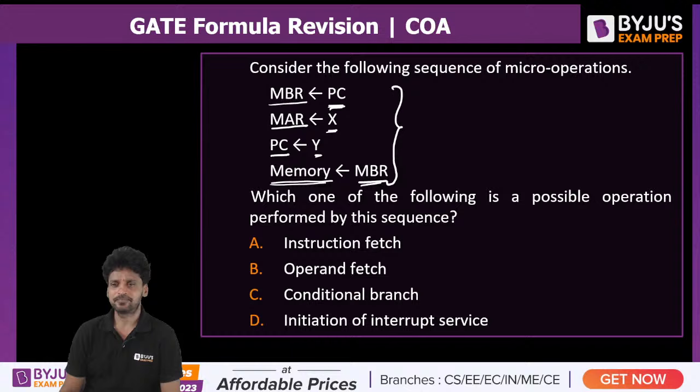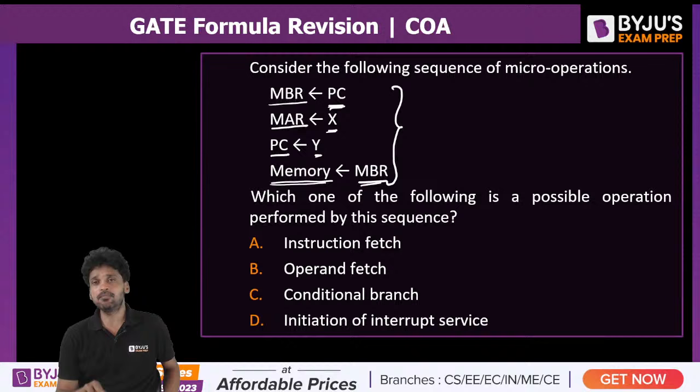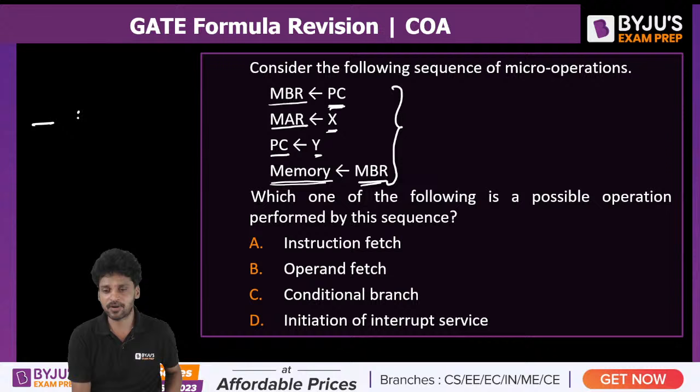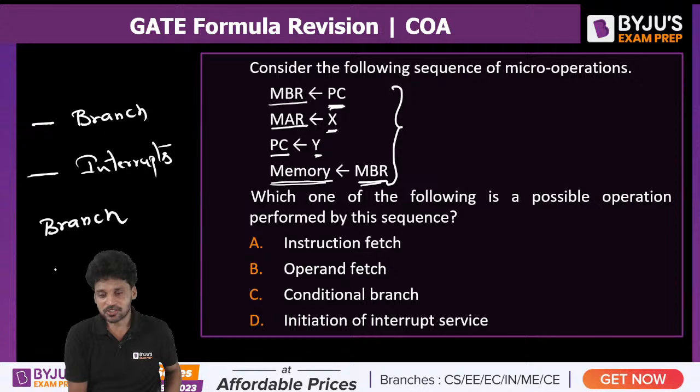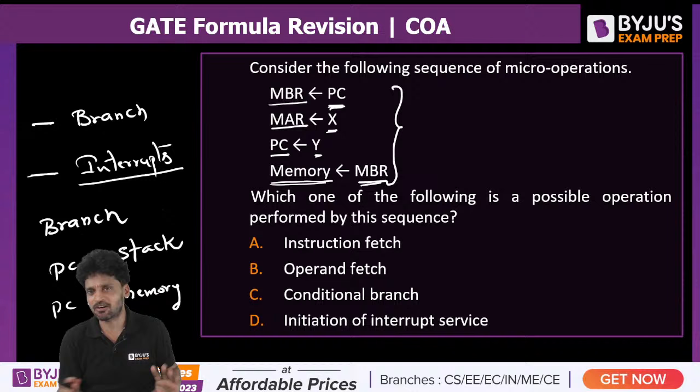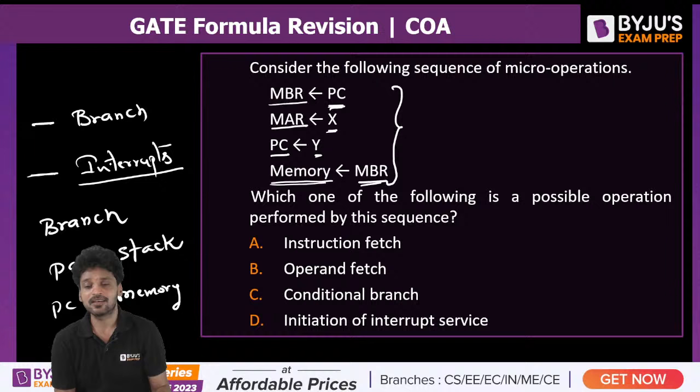Very good. Okay, listen to me carefully. All of you, keep it in your mind. The program counter value can be saved only under two circumstances. One is branches, and one more is interrupts. In the branches, the program counter will be stored in the stack. For the interrupts, the program counter will be saved in memory. It could be a memory stack also, but when the program counter value is being saved into the memory, it is nothing but an interrupt.